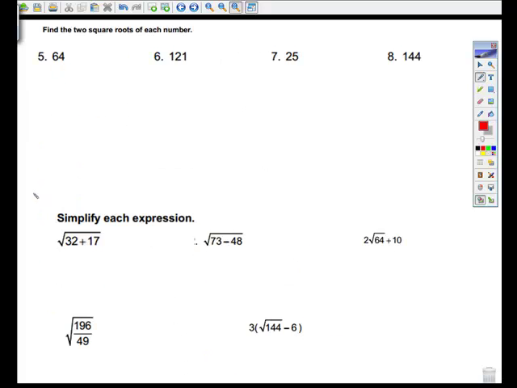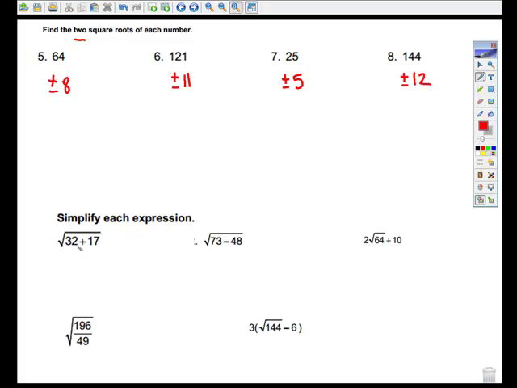Here they're asking us to find the 2 square roots of each number. So 64 is just positive and negative 8. 121 is positive and negative 11. 25 is positive and negative 5. And 144 is positive and negative 12. Piece of cake. If you need to use your table for some of the larger numbers, go ahead, but try to memorize them. It's going to make it a lot quicker.